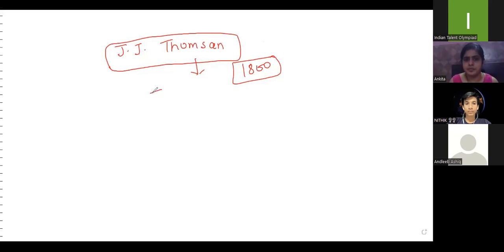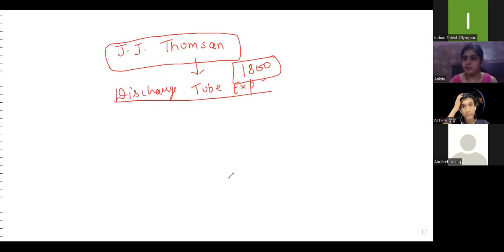That is the discharge tube experiment. Okay, listen carefully. Discharge tube means the tube which has vacuum inside. Do you know vacuum? The space where no air can come. So they took a discharge tube here.